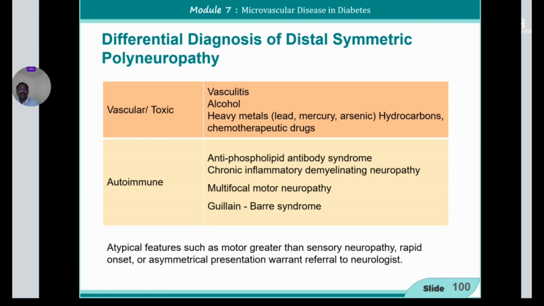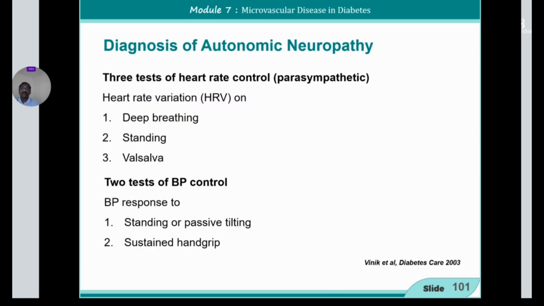Atypical features such as motor greater than sensory neuropathy, rapid onset, or asymmetrical presentation warrant referral to a neurologist. So now, the diagnosis of autonomic neuropathy. It's very easy to diagnose autonomic neuropathy clinically, but it's very, very difficult to diagnose diabetic autonomic neuropathy. There is no single test to diagnose diabetic autonomic neuropathy. See, I told you the CAN. CAN stands for cardiac autonomic neuropathy.